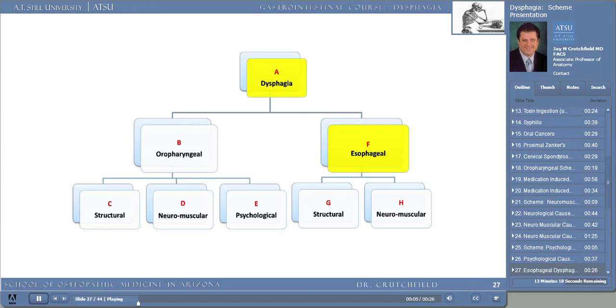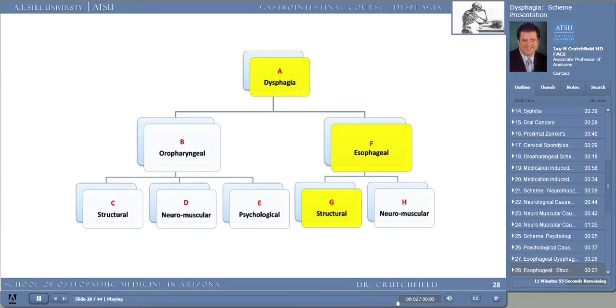Now the scheme leads us to esophageal causes. Once we've performed the history and physical exam and come to the conclusion that the patient may be suffering from oropharyngeal dysphagia, or maybe we're not sure and we need to look at esophageal causes, the scheme is going to take us down that pathway. Let's take a look at structural causes of esophageal dysphagia and neuromuscular causes of esophageal dysphagia. The structural causes are next.